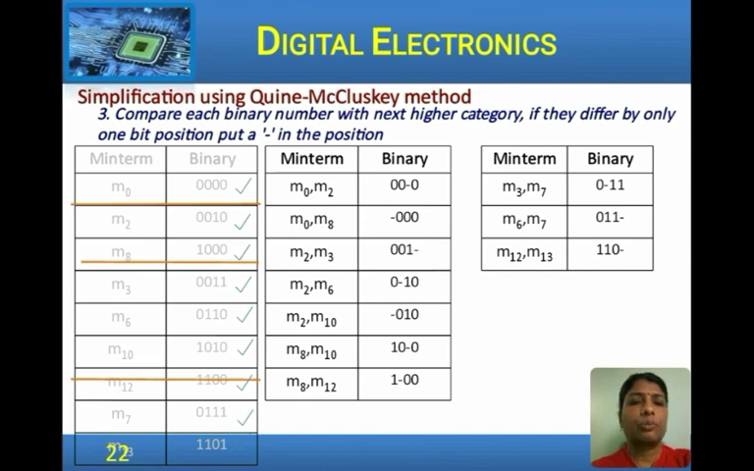Next, consider the next group, M2 with the first element of the next group, M3. You observe the LSB alone varies, the rest are all the same. So, M2 and M3 can be grouped as 0 0 1 dash, and put a tick mark for M2 and M3. Similarly proceed, and for all the minterms that form a group, put a tick mark. If they do not form a group, do not do anything. Going ahead so forth, we get the second table. So, M0, M2, M0, M8 and so on can be grouped up to M12 and M13, which gives 1 1 0 dash.